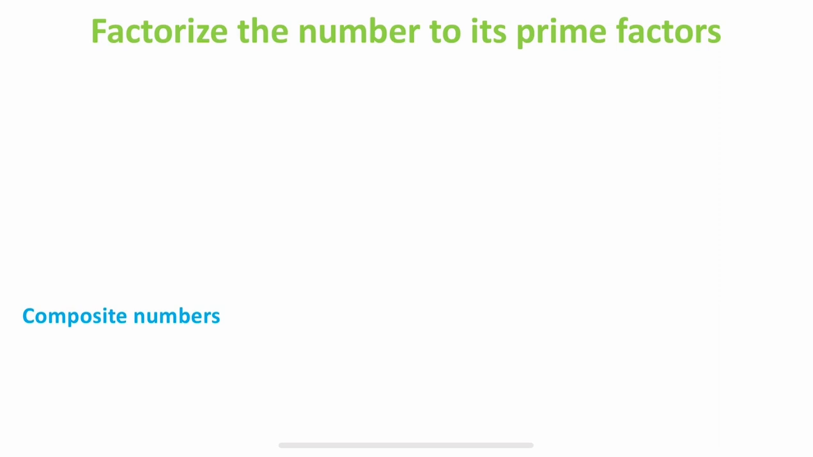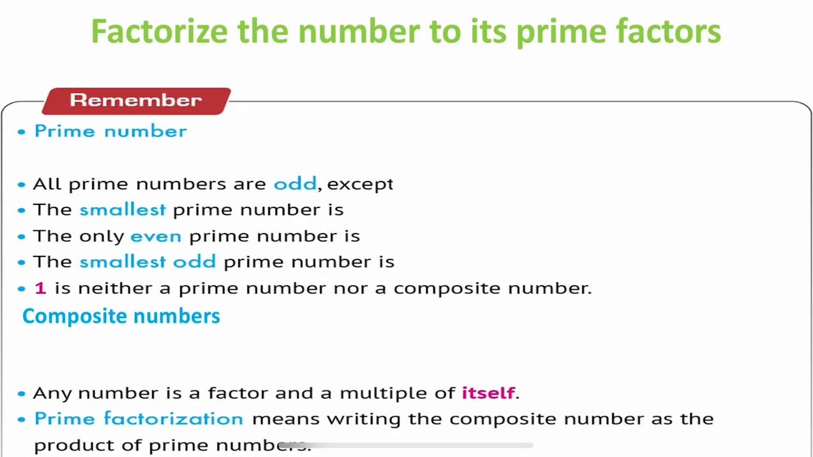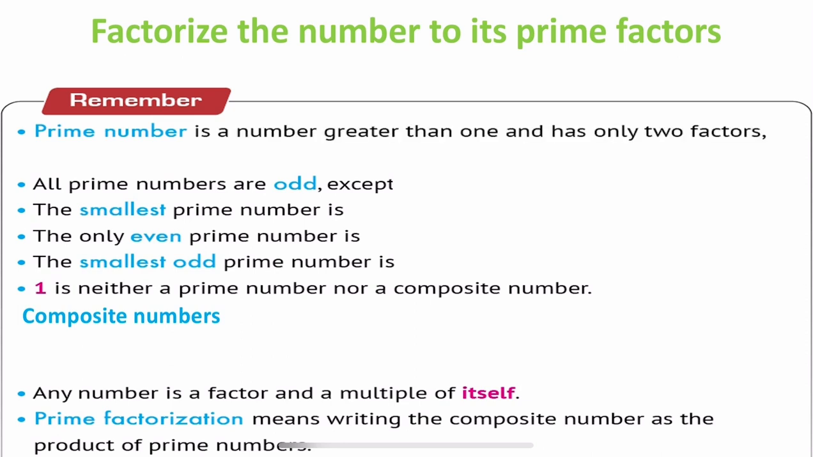Now, factorizing number to its prime factors. If you remember, we have a group of numbers called prime numbers. So what are prime numbers? Prime numbers are numbers greater than 1 and they have only 2 factors, 1 and the number itself. So prime numbers like 2, 3, 5, 7, 11, and so on. Numbers divisible by 1 and itself only have 2 factors only.